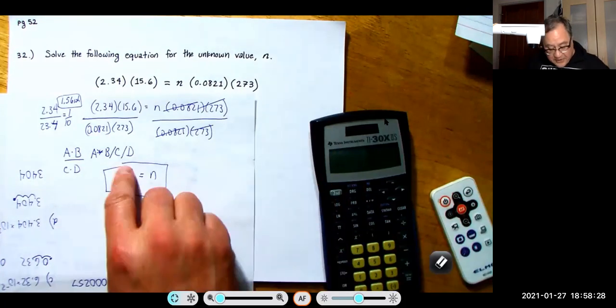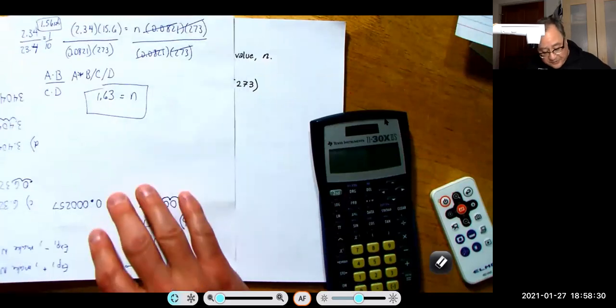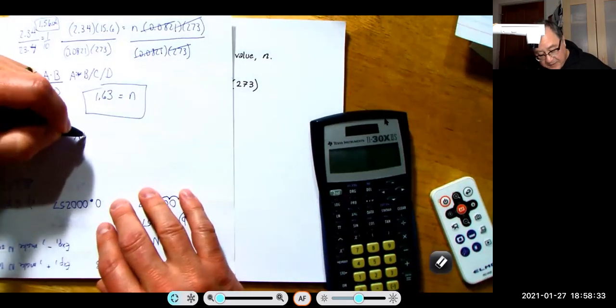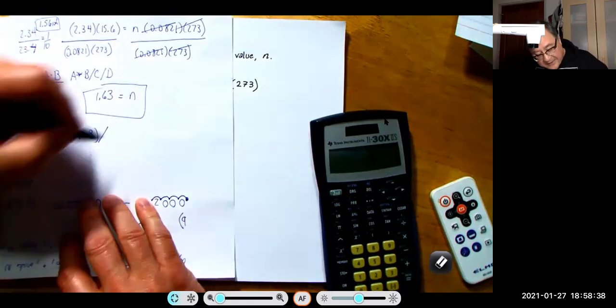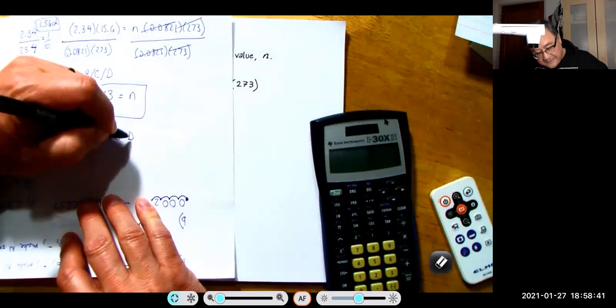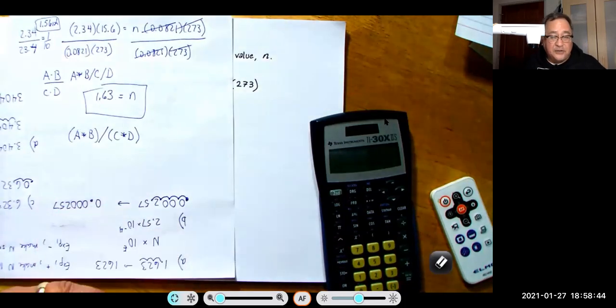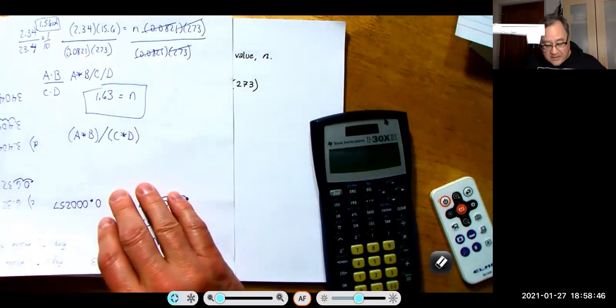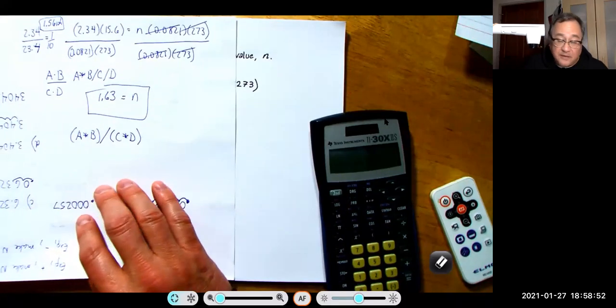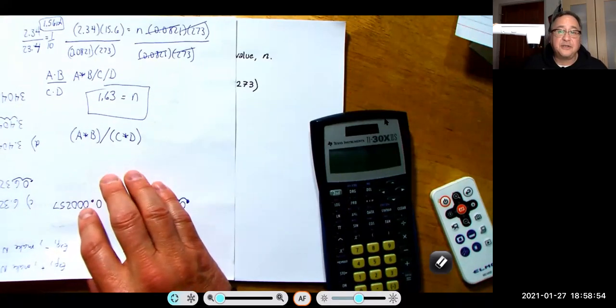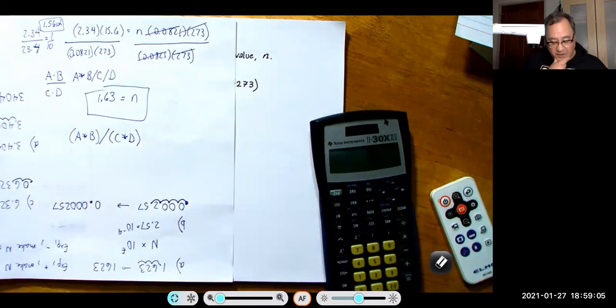Now, another way to put this into your calculator is as follows. A times B, and put parentheses around that. Put divided by, and then C times D. That's another way to do it, but it takes more keystrokes, and that's why I don't do that. Now, how should you do this on the exam? And the answer is whichever way you're most comfortable with. Capiche? That means okay? Okay. So let's move on.